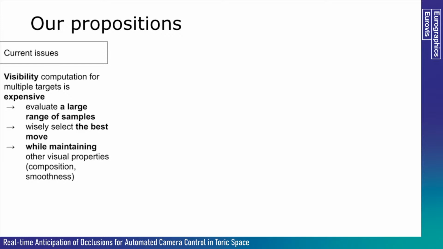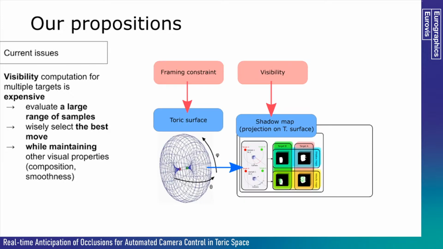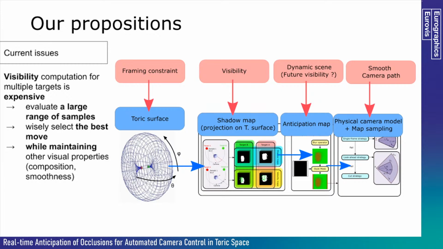To address our 3 constraints on the camera, what we propose is a computation pipeline which mainly relies on toric space and maps. First, to satisfy the framing constraint, we propose to use the toric surface, onto which the camera will remain. Second, to find non-occluded locations on this surface, we propose to compute dedicated shadow maps. And because the scene is dynamic, to anticipate future occlusions, we propose to go further and generate an anticipation map. Finally, to create smooth camera motions, we propose to search in the anticipation map while following a physical camera model.